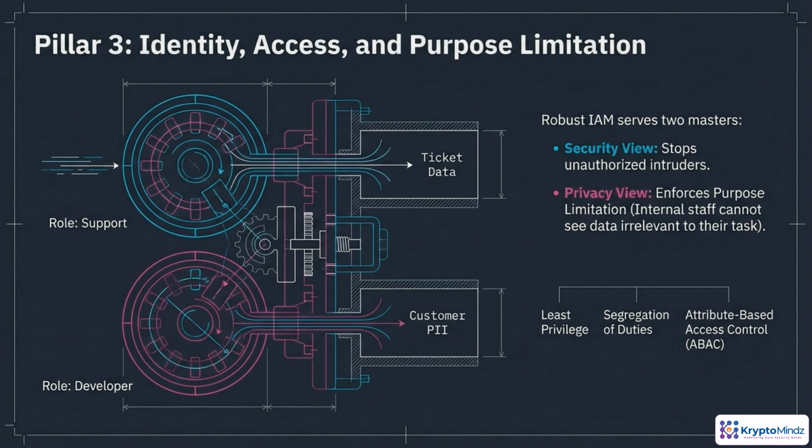Identity and access controls decide not just what attackers can reach, but what legitimate insiders can see and do. A support engineer may need ticket data, but has no business reading raw customer PII. A developer might need logs and error details, but not full production records. Regulators expect this to be engineered through least privilege, segregation of duties, and often attribute-based access control. So every access is tied to a specific, justified purpose.